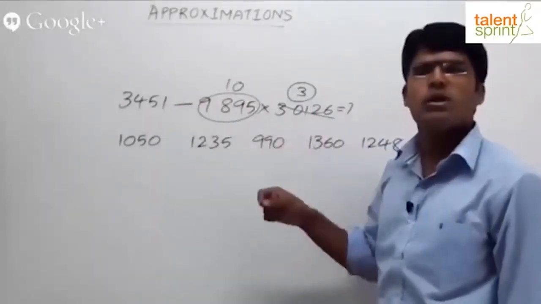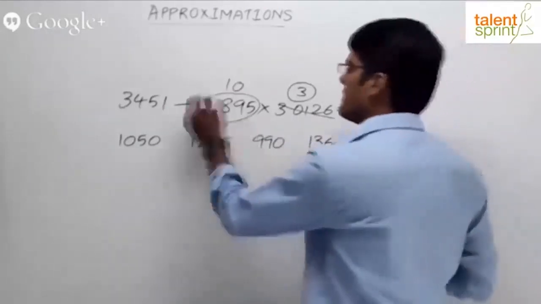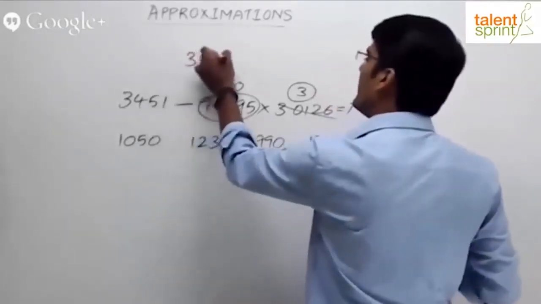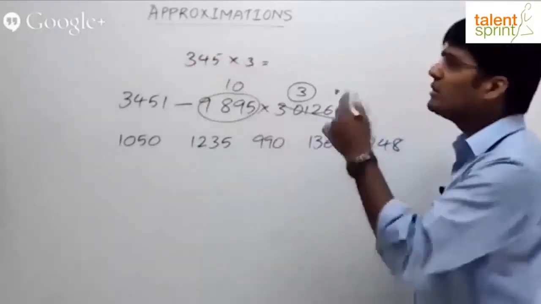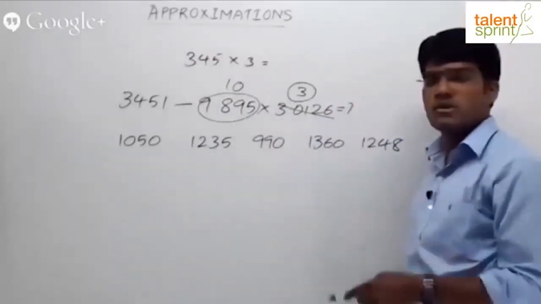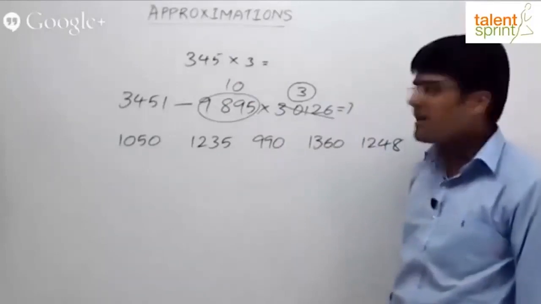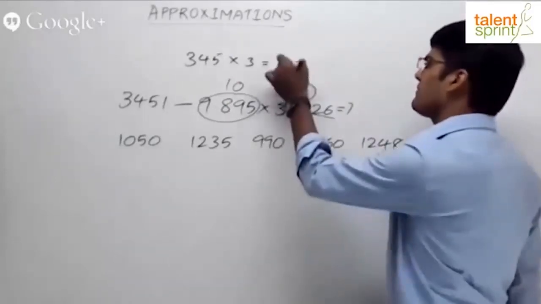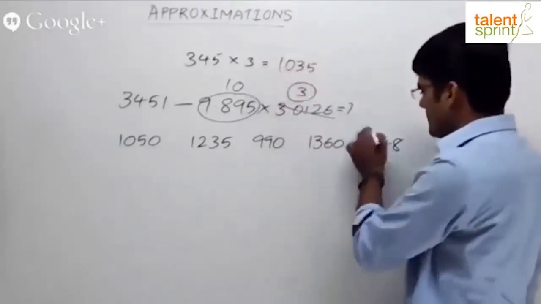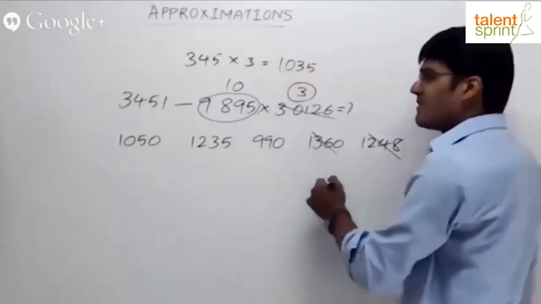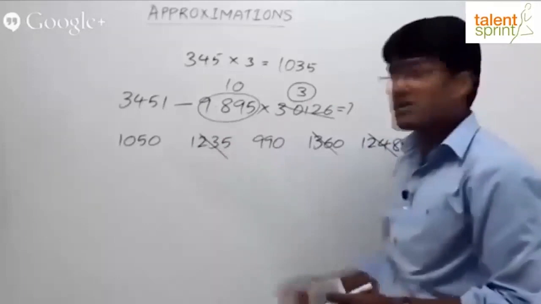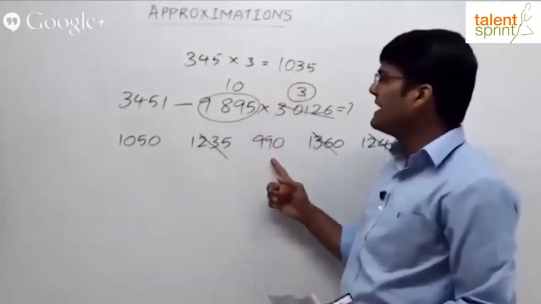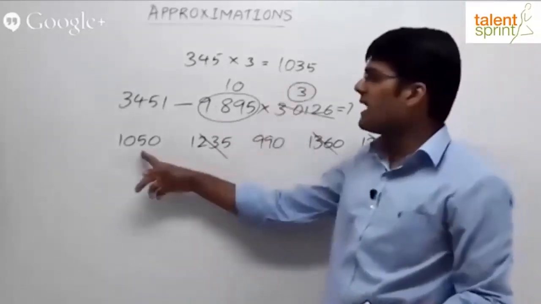345.1, right? So 345 into 3. What is 345 into 3? 340 into 3, 1020. 5 into 3, 15, so 1035. So the answer should be close to 1035. Right? 1360 cannot be the answer. 1235 cannot be the answer. So again, if you look at it, 1035 and 990 are close.